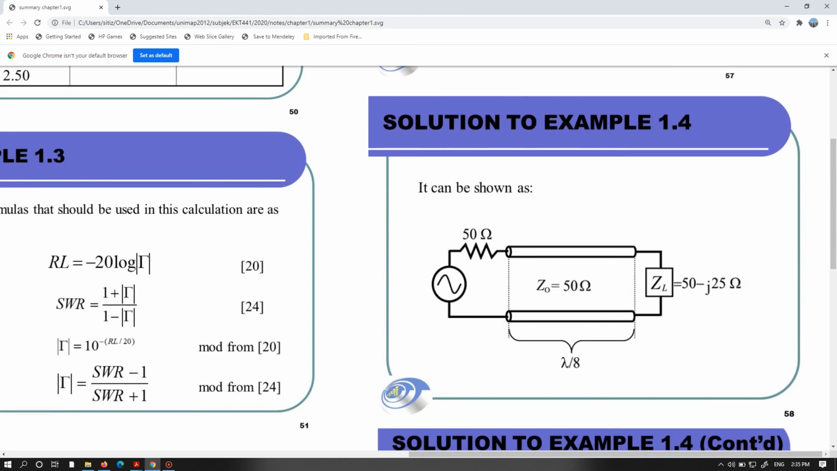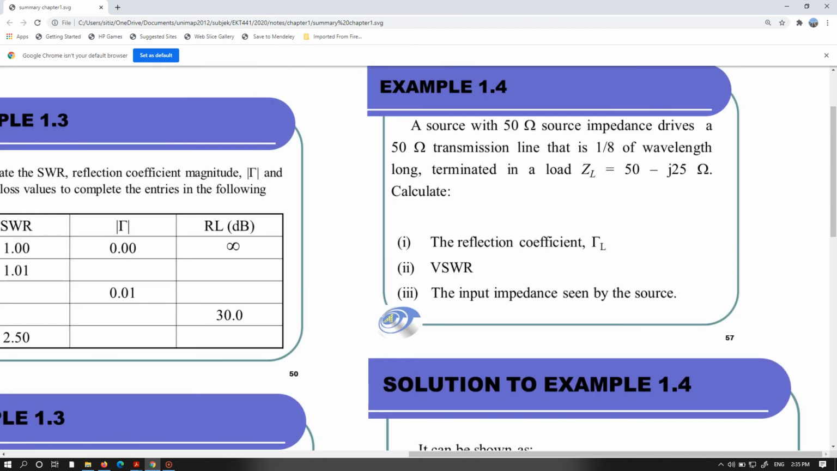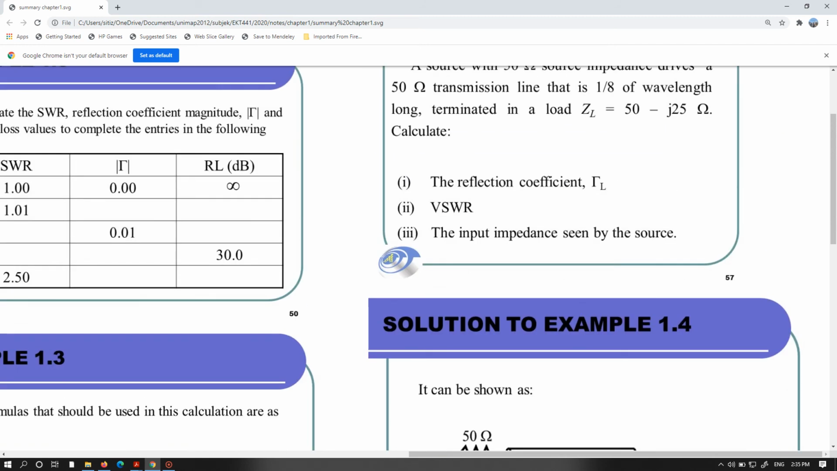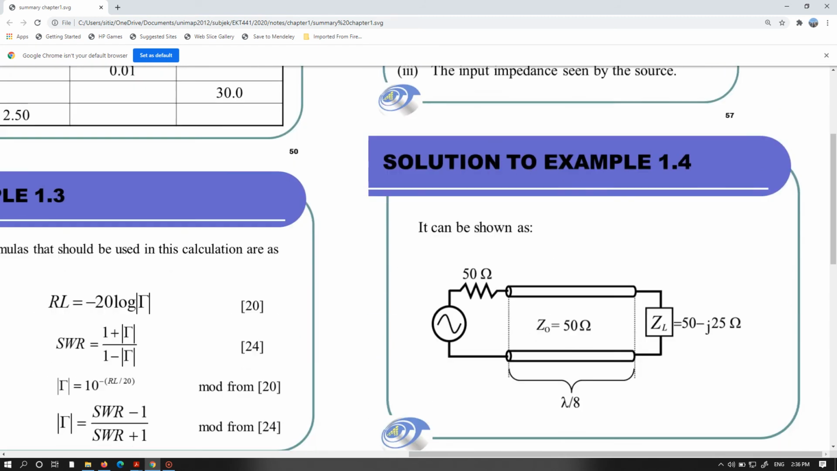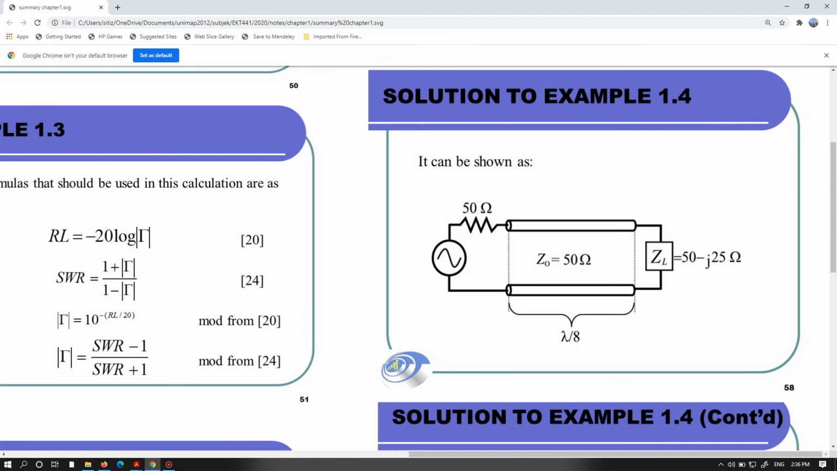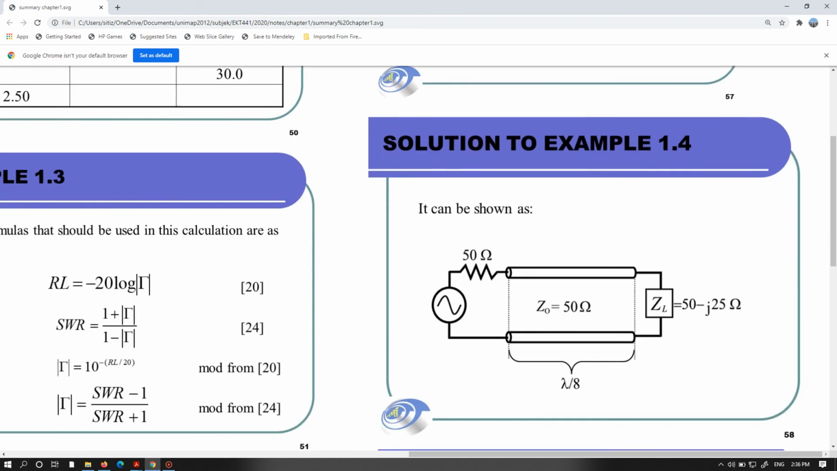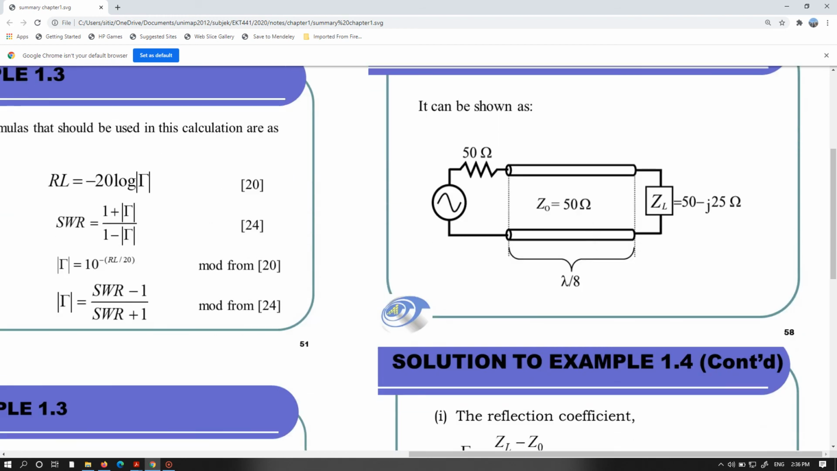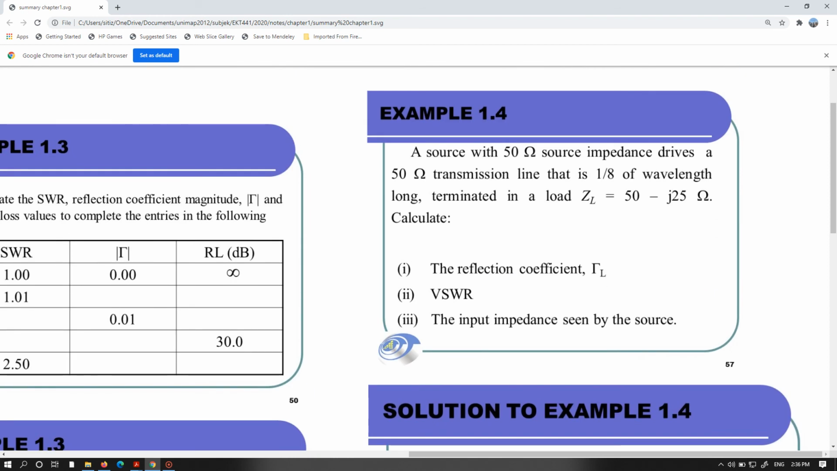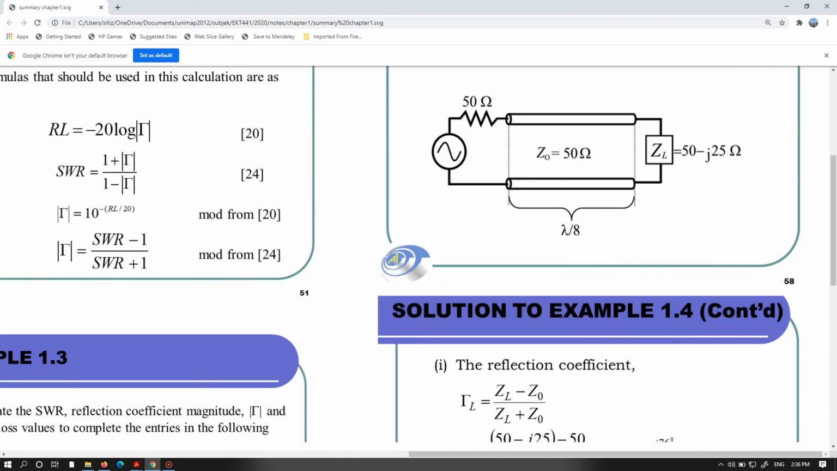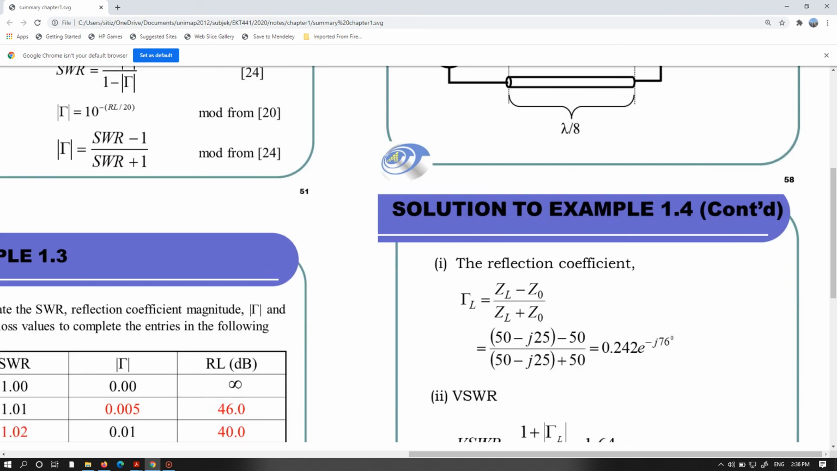Okay, so this is Z naught. Z naught is given: a 50 ohm transmission line. So that is your Z naught. Then you have the 50 ohm source impedance, which is next to your signal source. You have the length of 1/8 lambda. Okay, and then you have the load impedance 50 minus j25. So when you have these graphical representations, then you can do the calculation.